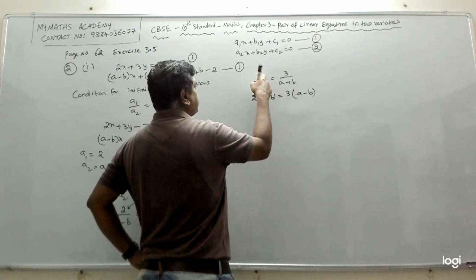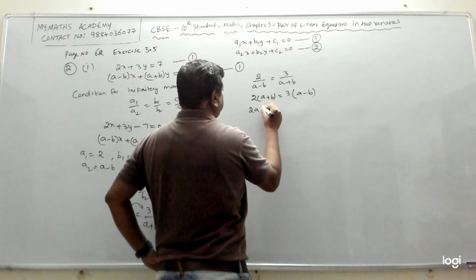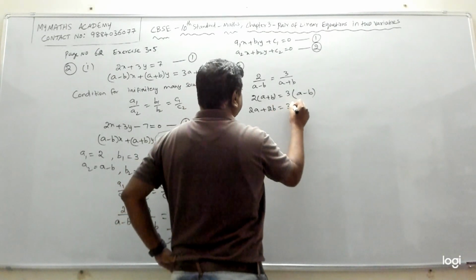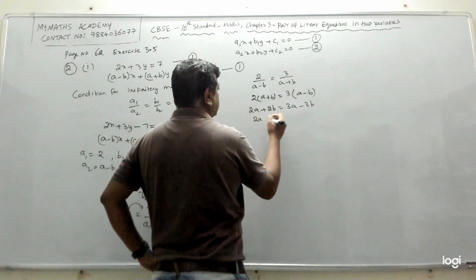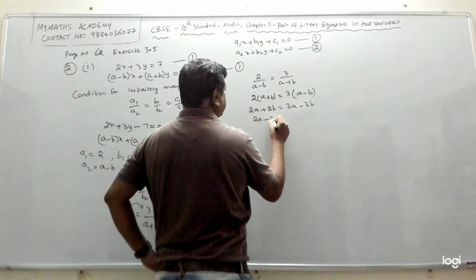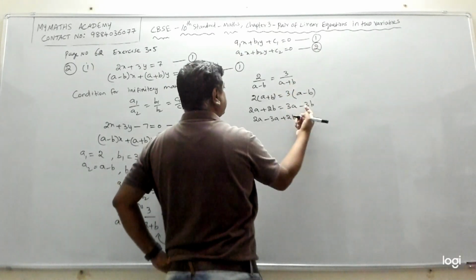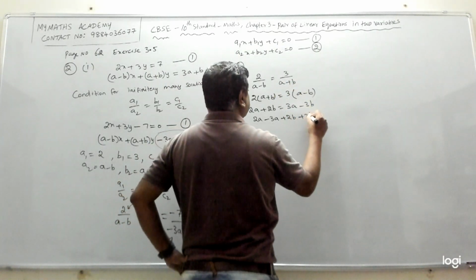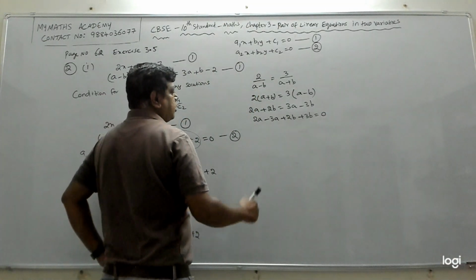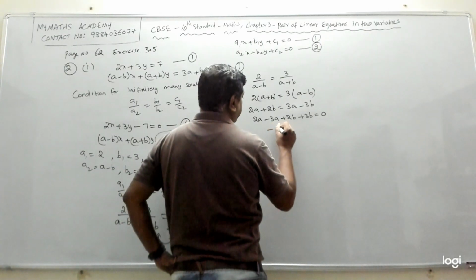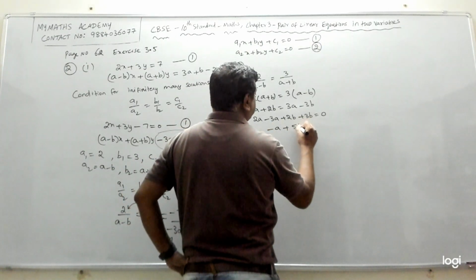So you can always do this into this equal to this into this. Now you multiply: 2a plus 2b equal to 3a minus 3b. Now bring everything to one side. So 2a, this 3a will come here, it will become minus 3a. Then this plus 2b I am writing as it is. Then minus 3b comes this side, it will become plus 3b equal to 0. Now what is 2a minus 3a? Minus a plus 2b plus 3b is 5b equal to 0.